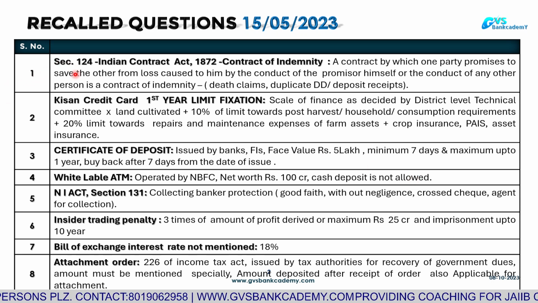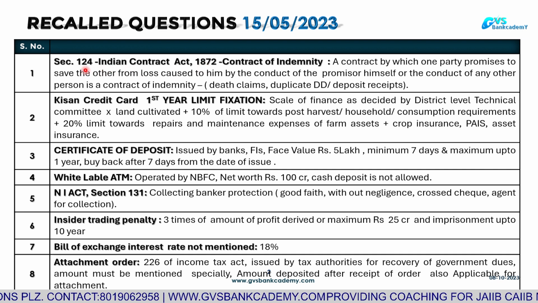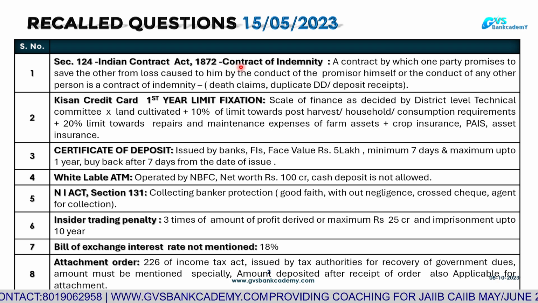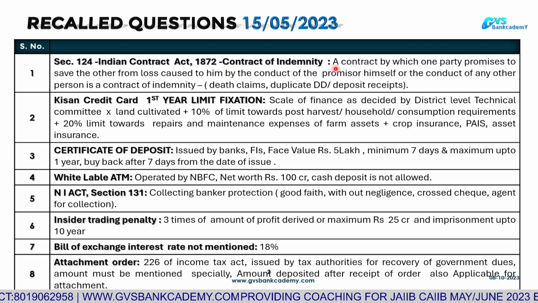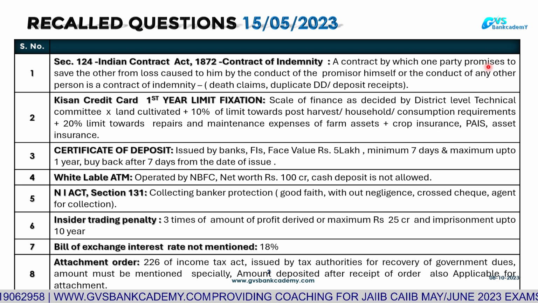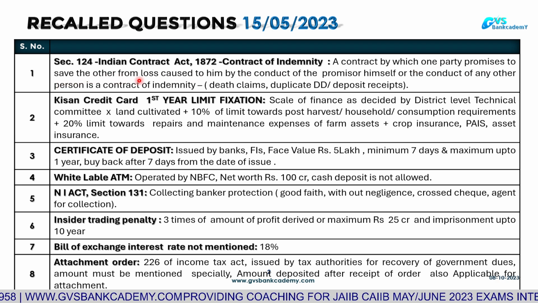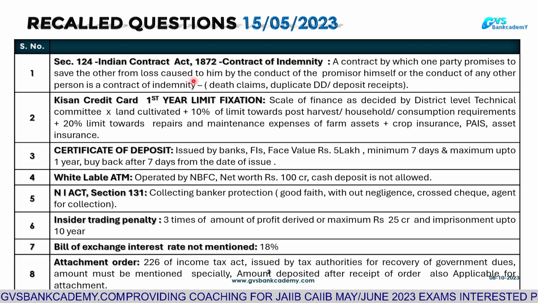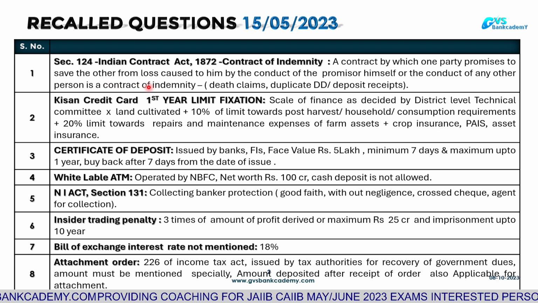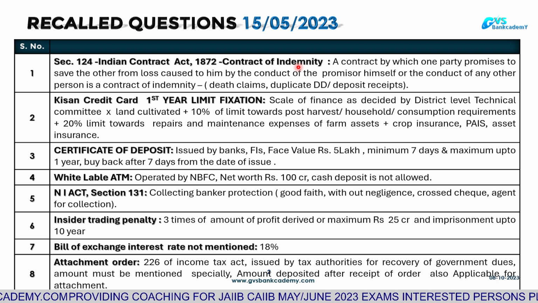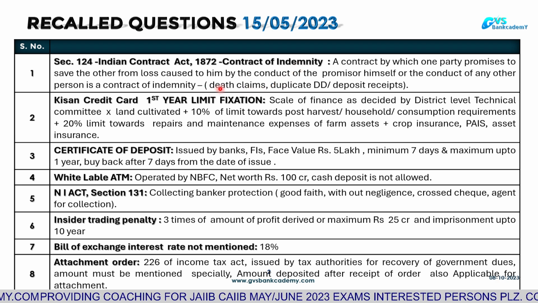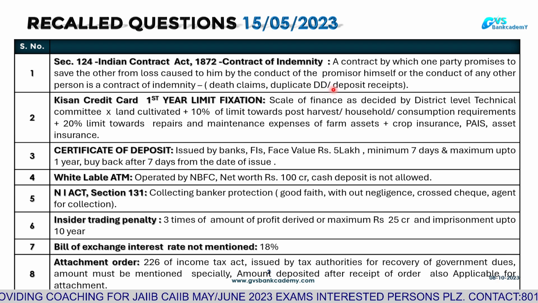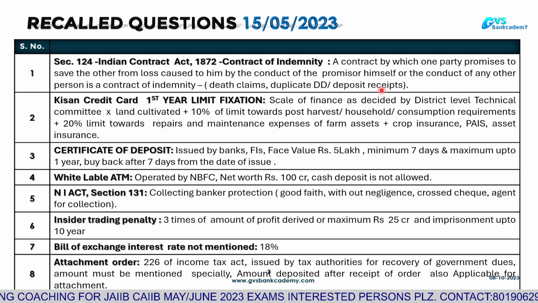Question number 1. Indian Contract Act 1872, Section 124, Contract of Indemnity. All insurance contracts are contracts of indemnity. A contract in which one party promises to save the other from the loss caused by the conduct of the promisor himself or by the conduct of any other person is a contract of indemnity. Banks take an indemnity bond at the time of payment of death claim settlements, at the time of issue of duplicate demand drafts, and at the time of issue of duplicate deposit receipts also.